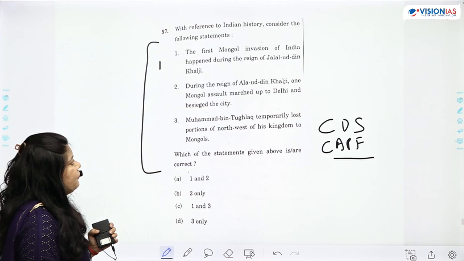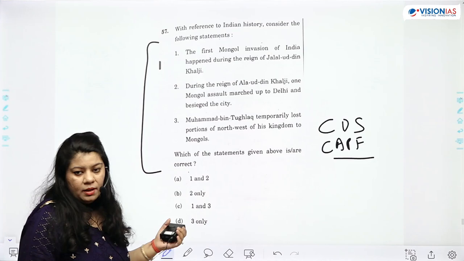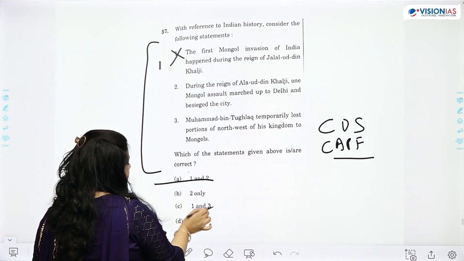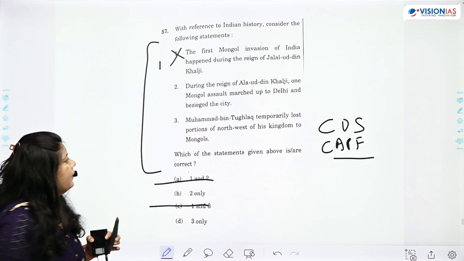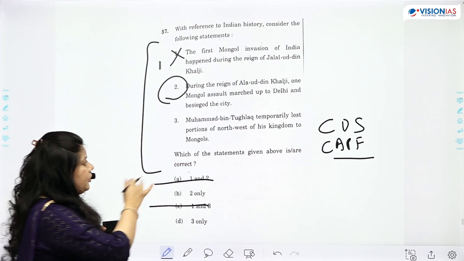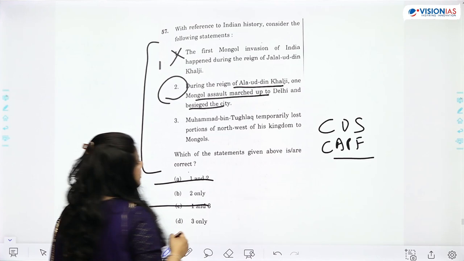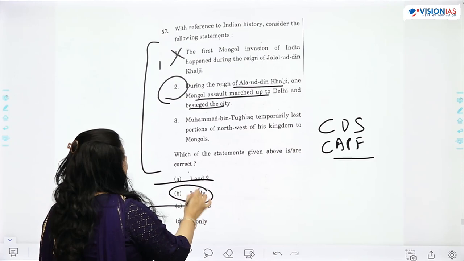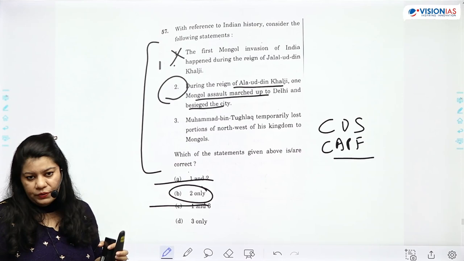So the first statement says the first Mongol invasion of India happened during the reign of Jalaluddin Khalji. It happened during the reign of Iltutmish, right? So the first is wrong. So the only options left are 2 or 3. Now again, Alauddin Khilji is widely read and covered in the test series also. The statement which they asked was very easy, right? During the reign of Alauddin Khilji, the Mongol assault marched up to Delhi and besieged the city. This is correct, right? So the answer is 2 only. However, to solve this question, you had to know the first statement, right? So 2 only is the correct answer.